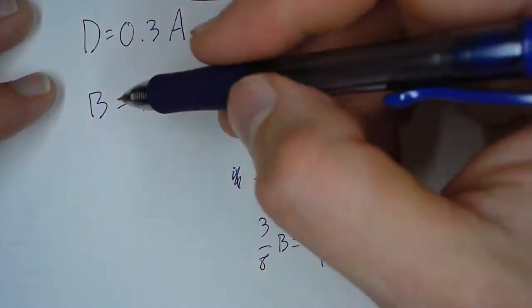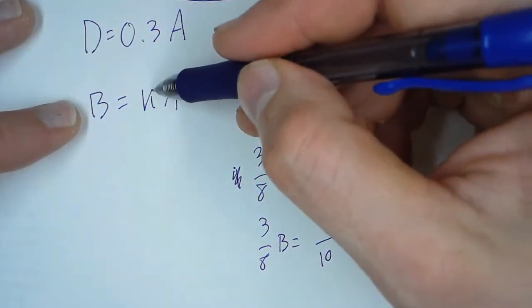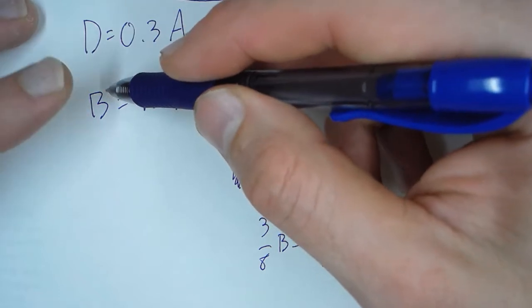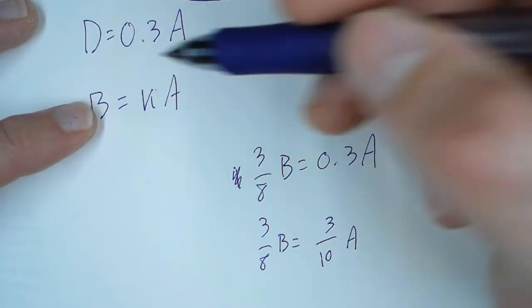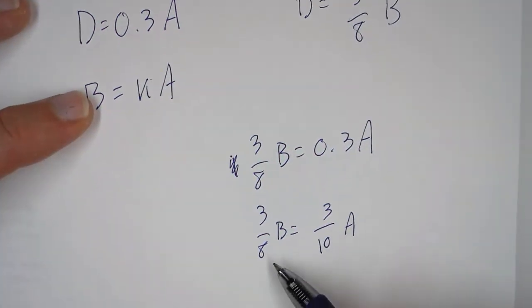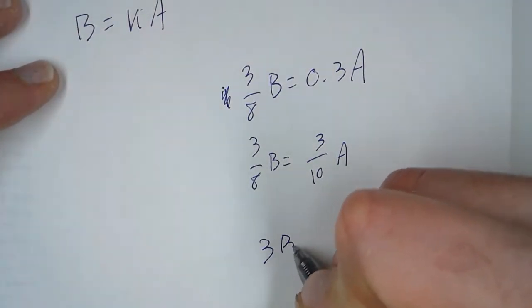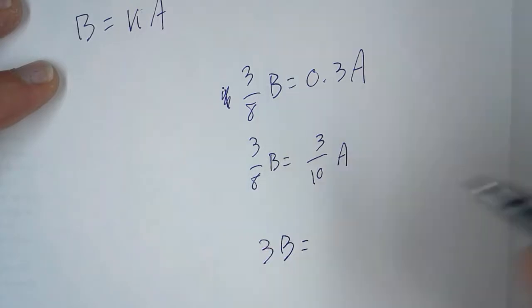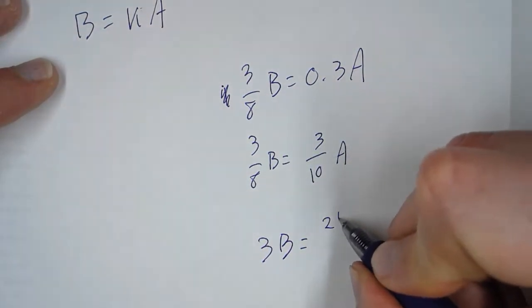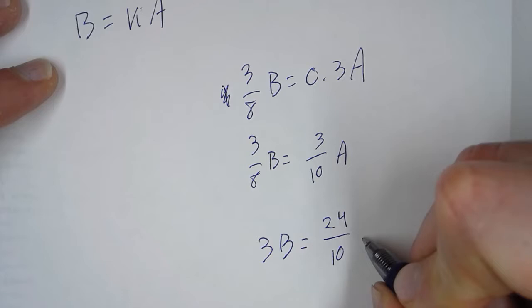All right, now what do I want? I want to figure out what K is. And in this equation, B has to be by itself. So what I'm going to have to do is multiply 8 to the others on both sides. So 3B, because the 8's going to cancel down there, and I'm left with 24 over 10A.